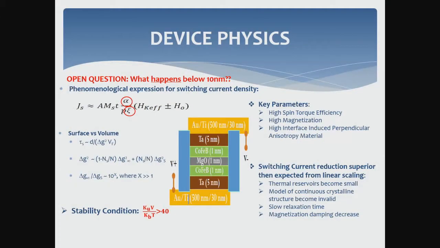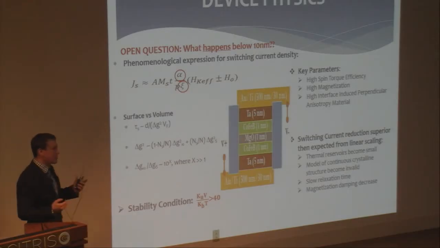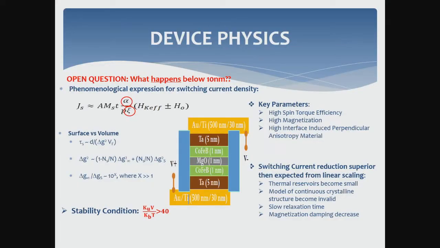And by making these devices extremely small, we find that surface versus volume, surface becomes more dominant, and therefore we have an increase in relaxation time, which significantly reduces the damping factor. Therefore, by improving this ratio, we can significantly reduce the switching current density.